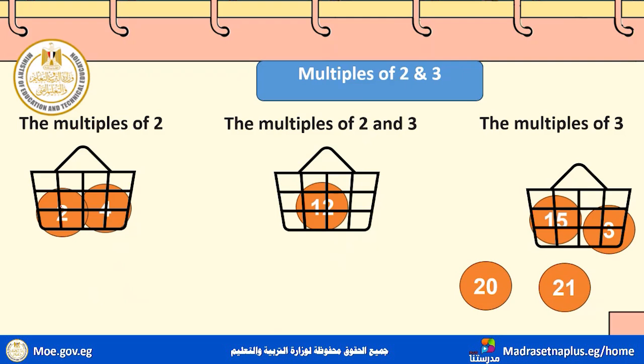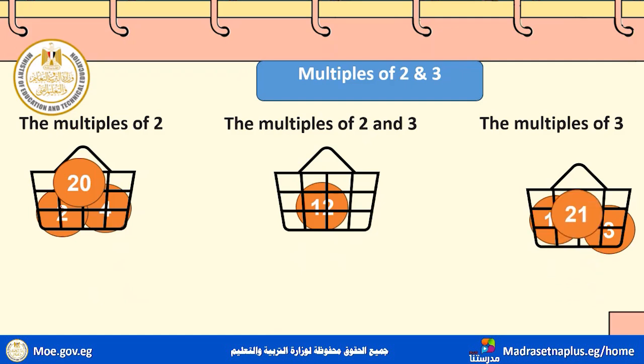What about 20? 20 is a multiple of 2 only. The last number, 21. Is 21 a multiple of 2? No. A multiple of 3? Yes. So 21 is a multiple of 3.